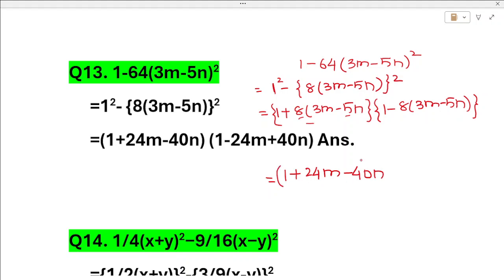This is one bracket. Start another bracket by opening inside. 8 3s are 24, minus 24m, and this minus multiplied by this minus will become plus. 8 5s are 40n. So this is the answer for the question, as you can see in question number 13. So this is the answer.